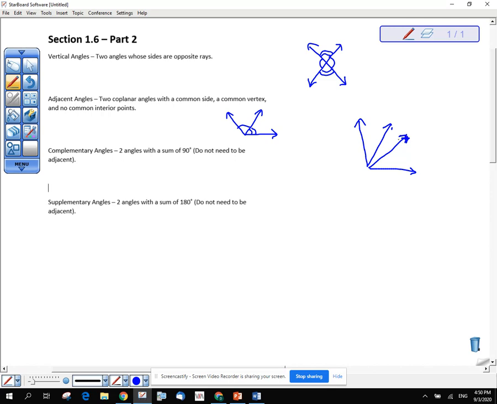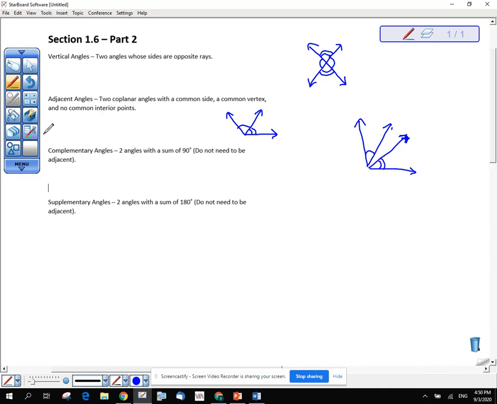Sorry for the messed up arrowhead there. Would this angle and this angle be adjacent? No, they would not. They don't have a common side. They do have a common vertex. They don't have any common interior points, but they don't have a common side because this side that forms the angle doesn't help to form this angle, and this side to form this angle doesn't help to form this one. So these would not be adjacent.